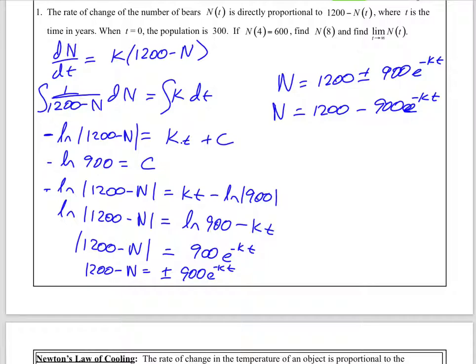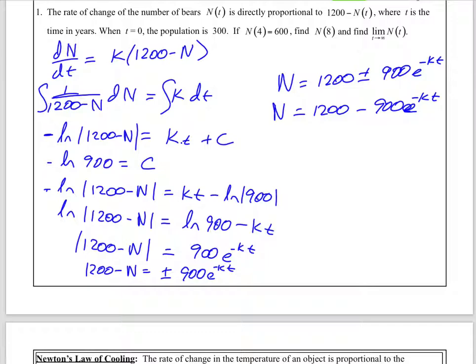There's something in here I don't know yet that's going to help me find. What is it that I need to find? You said it wasn't going to get more complicated. This is ridiculous. I don't understand. It's not. What's in this problem that I need to figure out a value for? I need to figure out a value for k. That's where the n of 4 equals 600 comes into play.